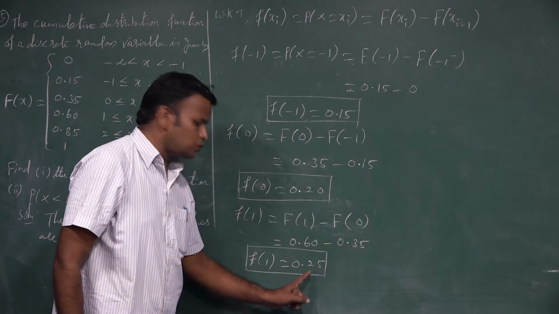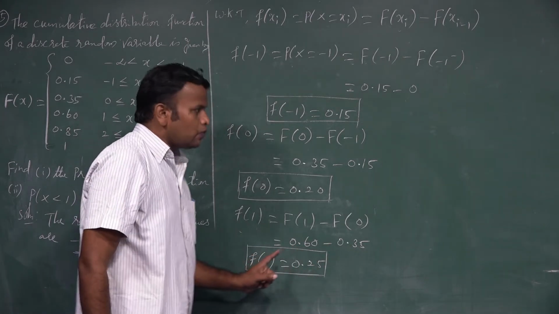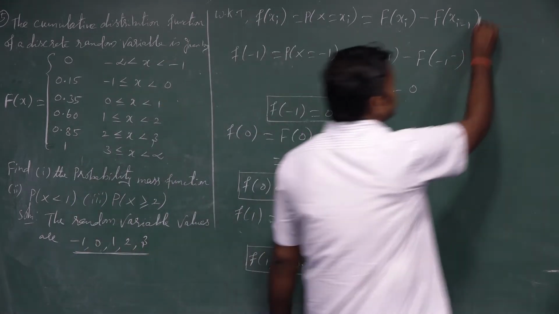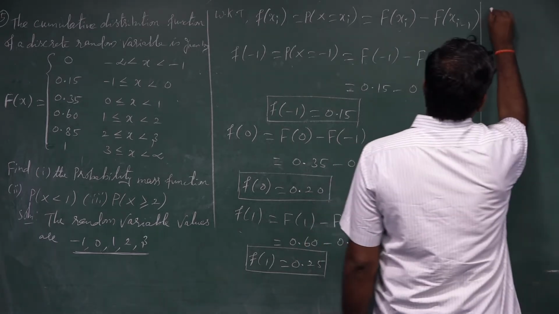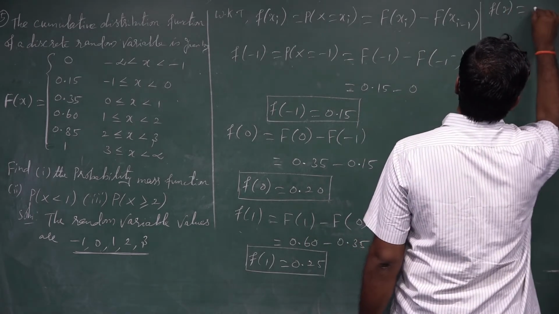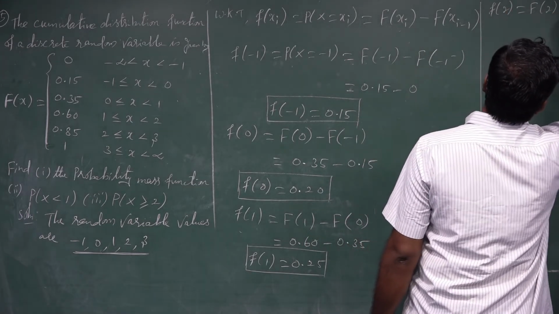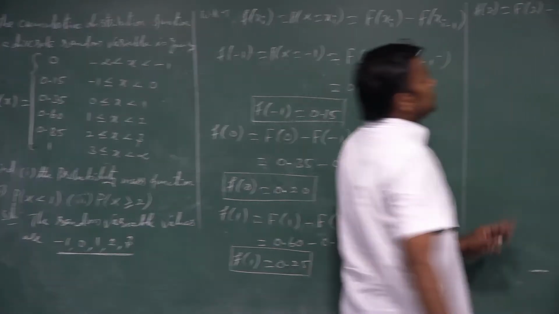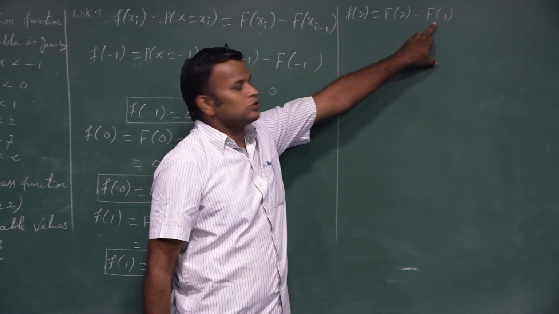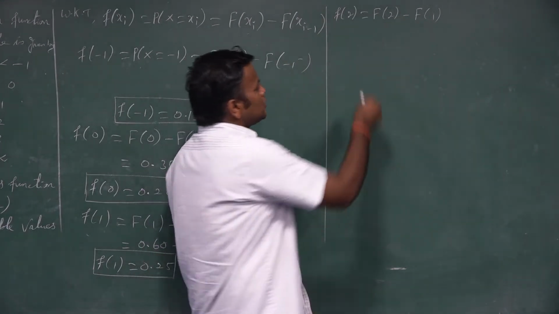60 minus 35 is 25. After finding f of 1, the next value is f of 2, whose formula is f of 2 minus f of 1. It's easy. F of 2 whose previous value is 1. So f of 2 minus f of 1.